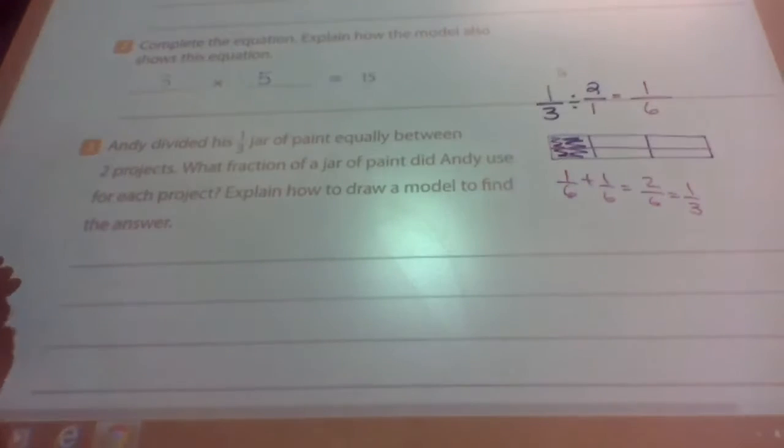No, 5 times 3. Same thing. Still be good. Turn around. Okay?